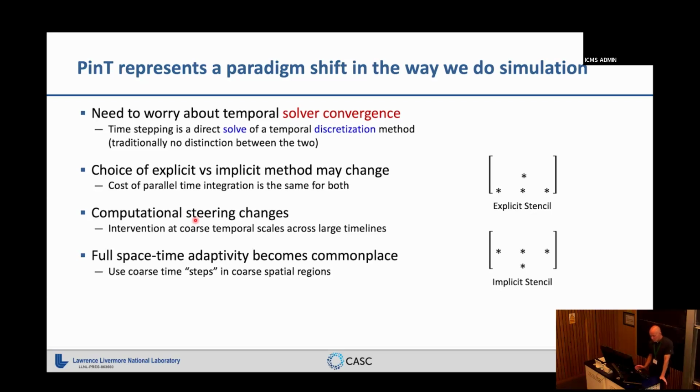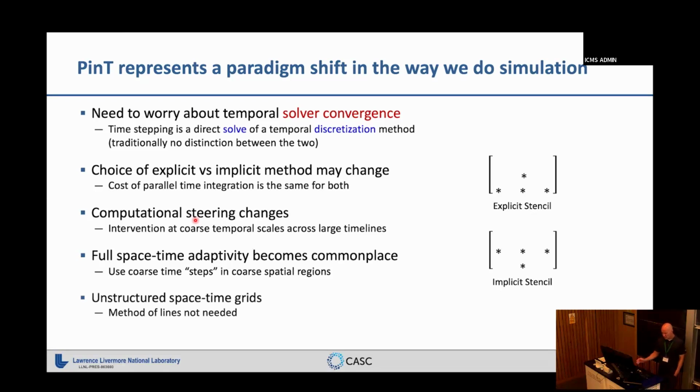Full space-time adaptivity is commonplace now. Hans mentioned space-time adaptivity and the structured adaptive mesh refinement community. That's really the only community that I know of that does this right now with time stepping. But now anybody can really do this if you're doing full space-time.